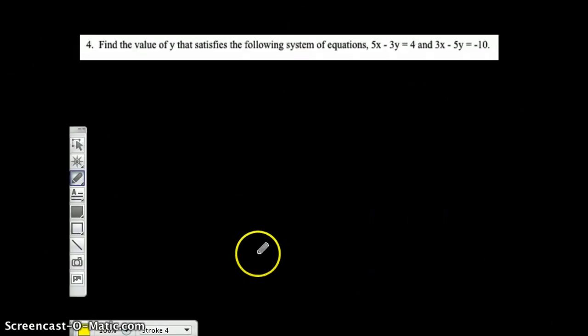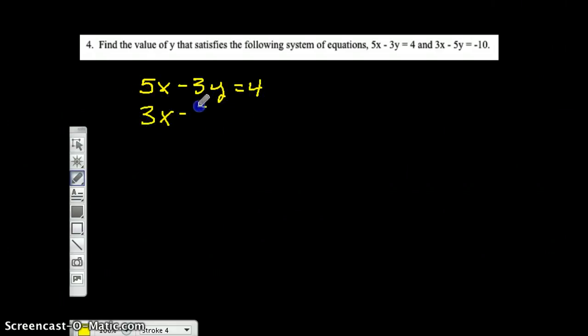All right, question number 4. Find the value of y that satisfies the following system of equations. Now, let's be real careful how we copy the equations, okay? So here's the first one, and then I've got this other equation here. Here's the other equation. Now, the question is we want to find the value of y. That's one thing that we want to find. And also, it appears it's easier to solve this system through elimination.